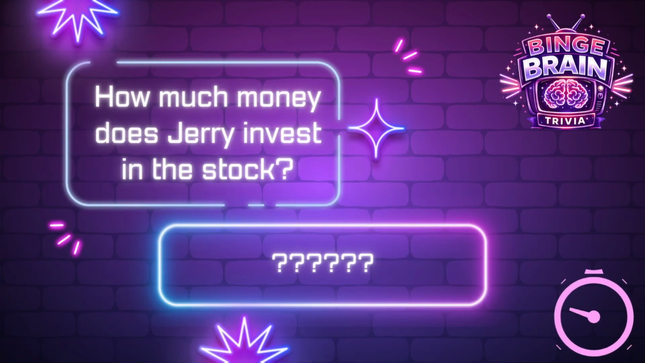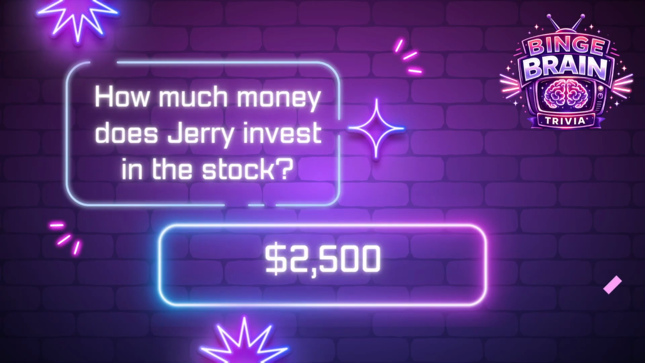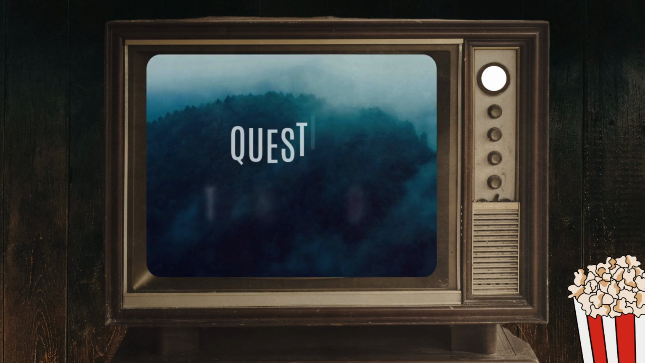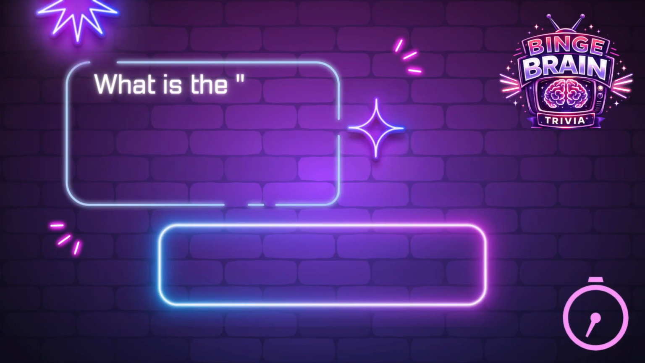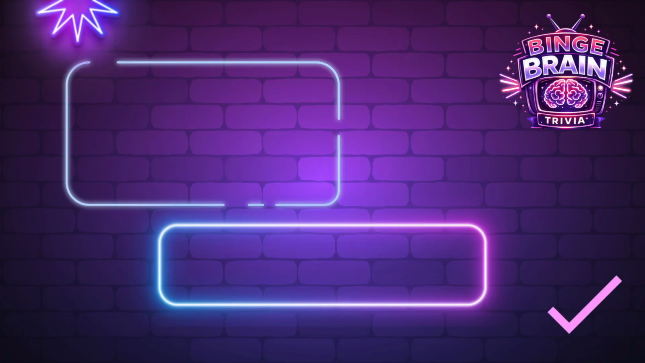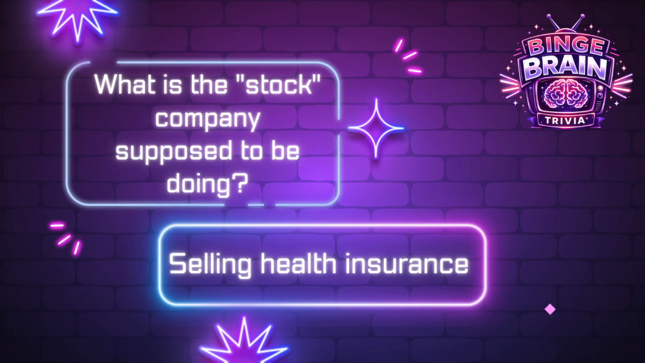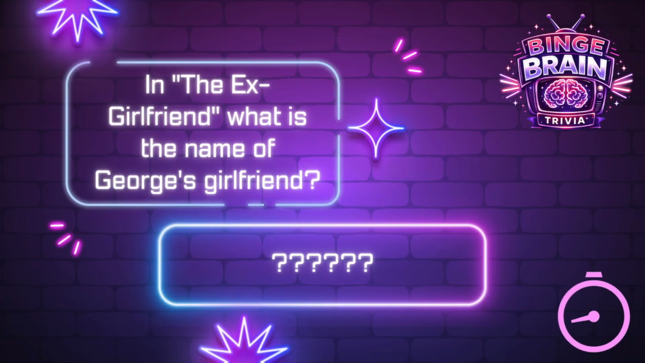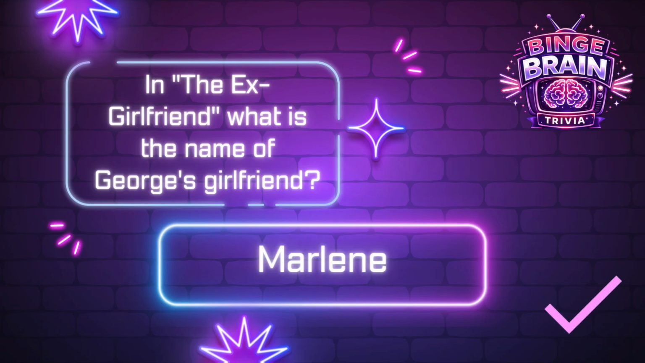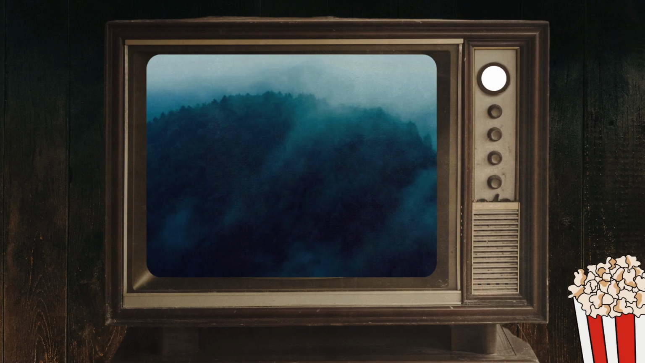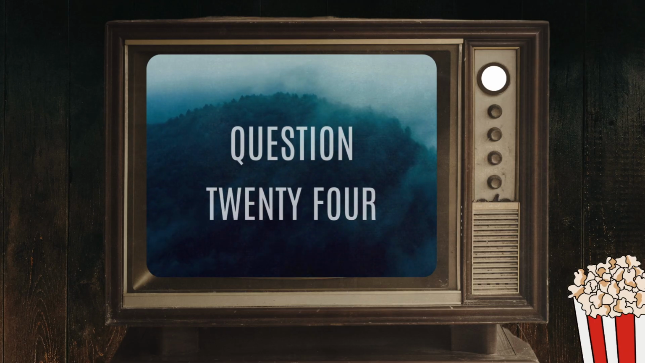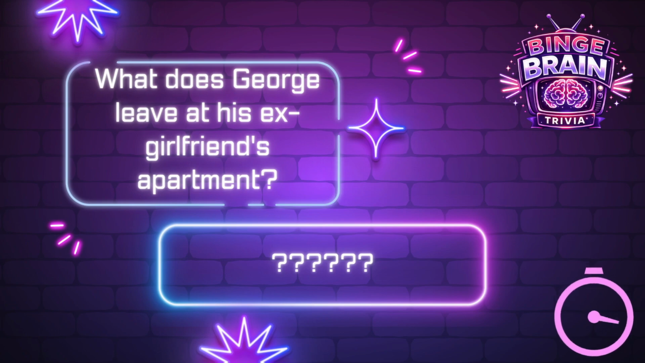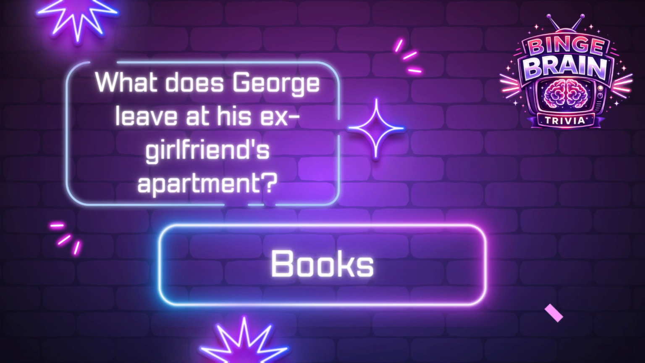How much money does Jerry invest in the stock? Jerry invested $2,500 in the stock. What is the stock company supposed to be doing? The stock company is supposed to be selling health insurance. In The Ex-Girlfriend, what is the name of George's girlfriend? George's girlfriend's name is Marlene. What does George leave at his ex-girlfriend's apartment? George leaves books at his ex-girlfriend's apartment.